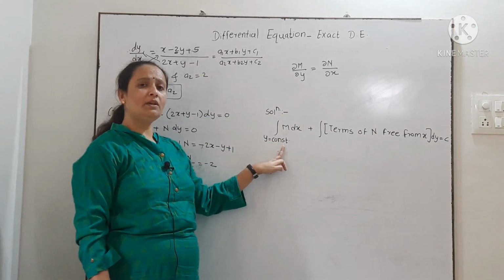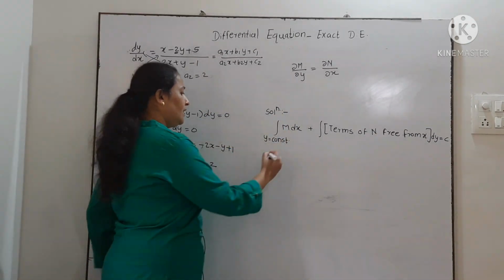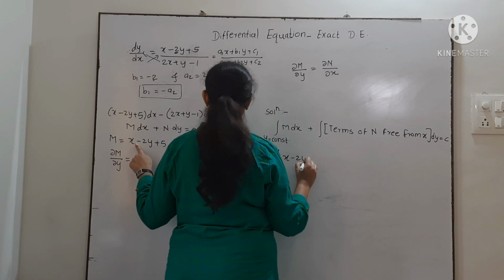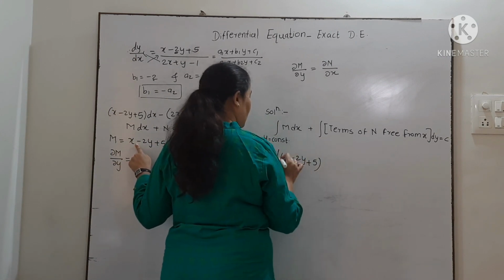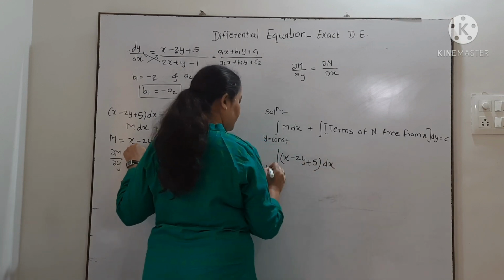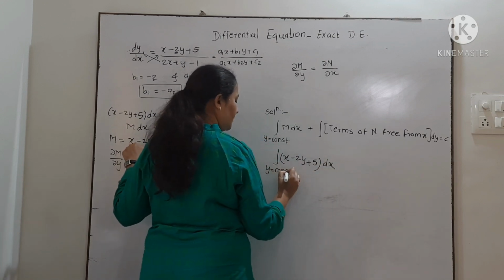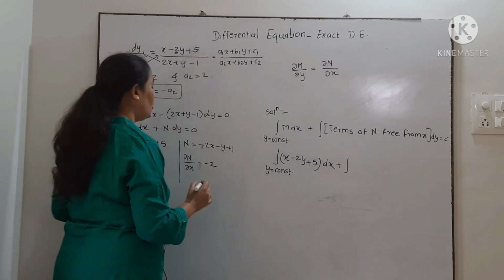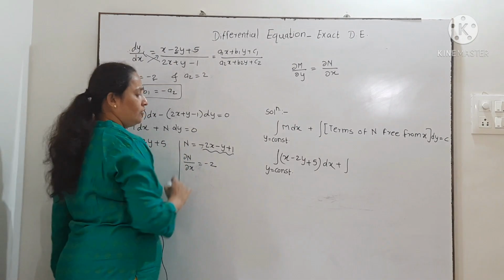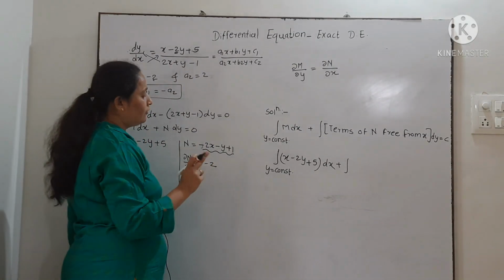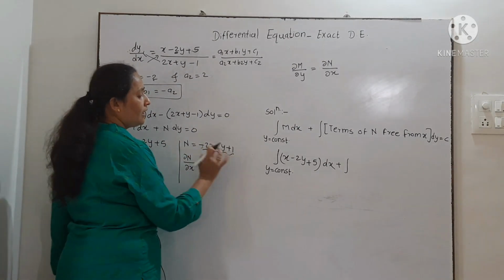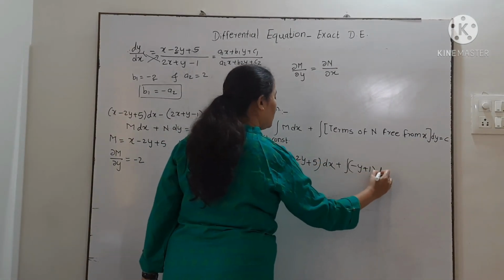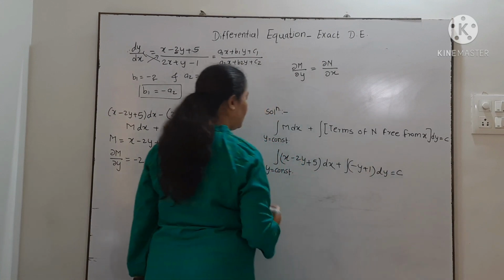Therefore, its solution will be given by integral of M dx. What is the value of M? M is x minus 2y plus 5, dx. We are treating y as constant, plus integral of terms of N free from x. This is N. We'll consider those terms which are free from x. So, we'll consider minus y plus 1. Integral of (minus y plus 1) dy equal to c. We'll integrate this.